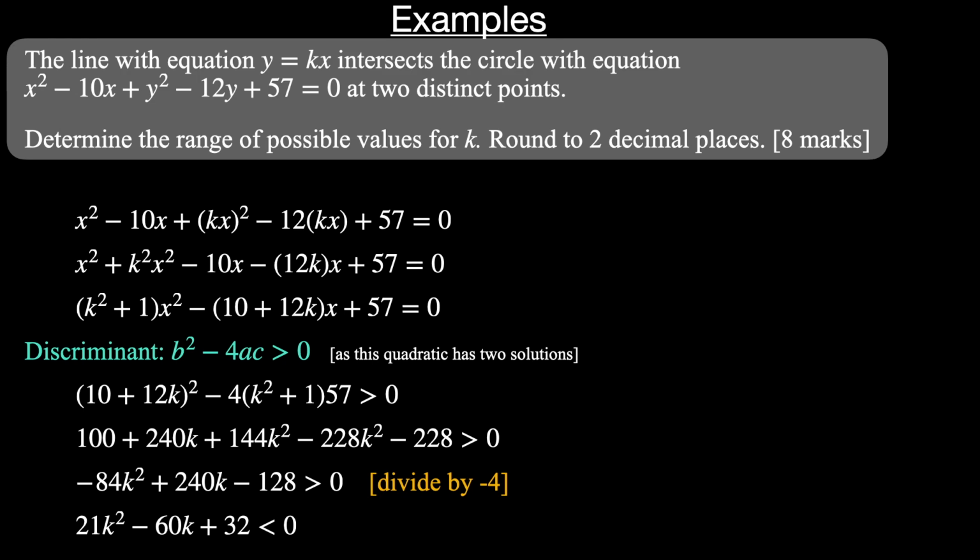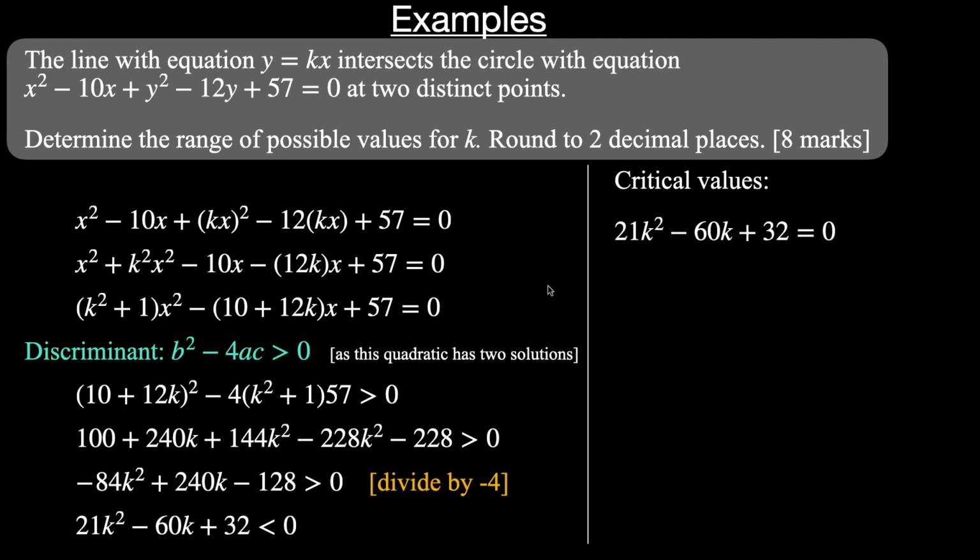All right, now we're at the stage where we have a quadratic inequality. And this is another skill you learn in GCSEs. I have a video on solving quadratic inequalities if you want to check that out. And the first step to solving a quadratic inequality is to find the critical values. We do that by solving this equation: 21K squared take 60K plus 32 equals 0. Now we can try thinking about if we can factorize this. Eventually we realize we can't factorize this quadratic, so we have to use the quadratic formula.